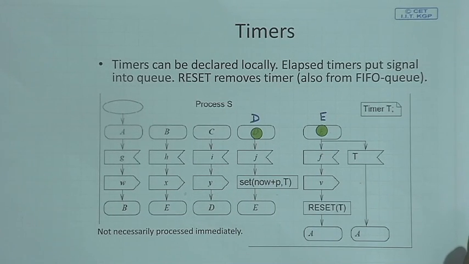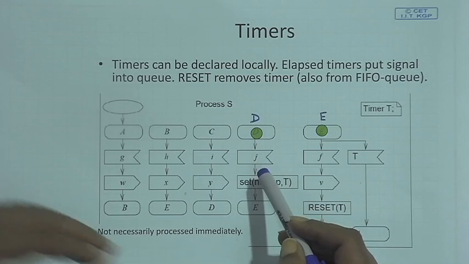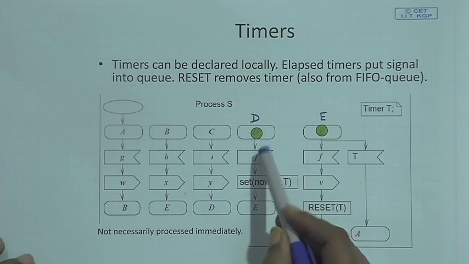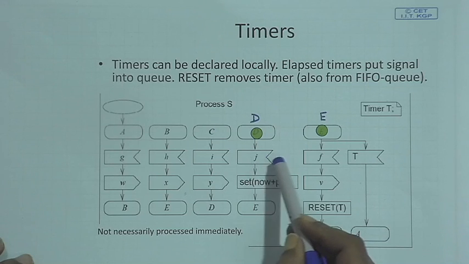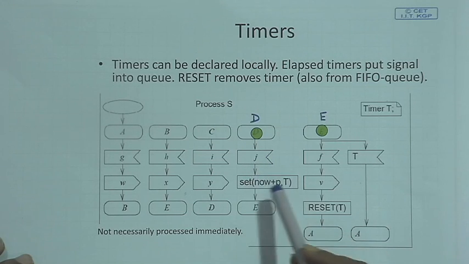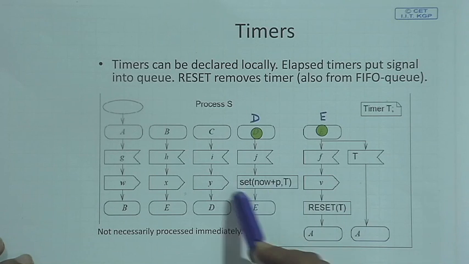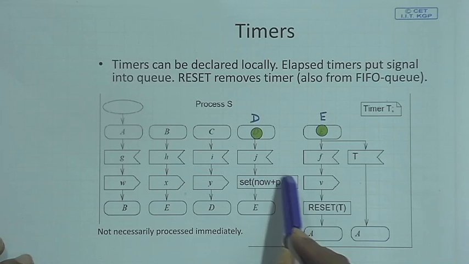Now means it will take the current time, whatever time, it can be a relative time. When it comes to this state, and J event has occurred, then it sets the timer T with a value now plus P. That means this timer will start counting down.